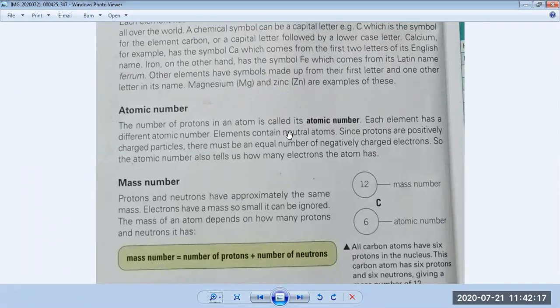So elements contain neutral atoms. I want to explain this line: every element has a nucleus, and in the center of the nucleus it has some positive protons and some neutral particles. I have told you neutral particles are called neutrons and they have no charge on them. And protons are also present in the center of the nucleus and they have positive charge. So protons are positively charged particles. There must be an equal number of negatively charged electrons.